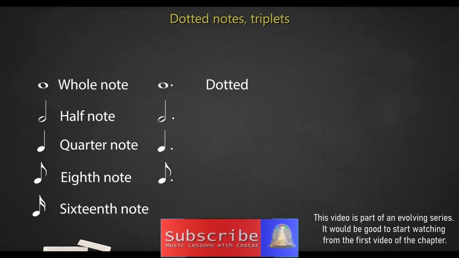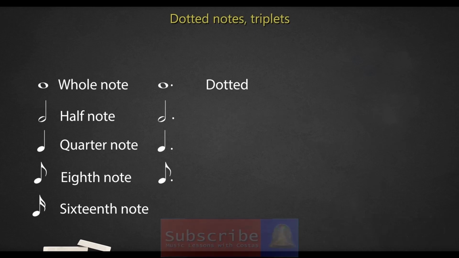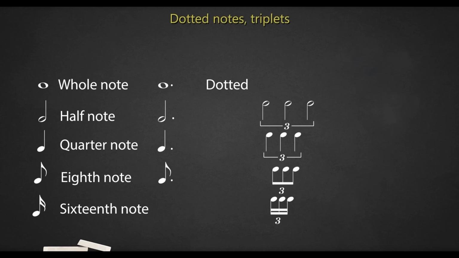The triplets also exist for all the note values we've learned and are 3 equal notes that must be played at the time of 2. A quarter triplet is 3 equal notes that must be played in 2 beats. An 8th triplet is 3 equal notes that must be played in 1 beat.